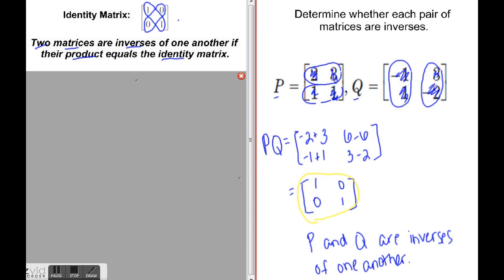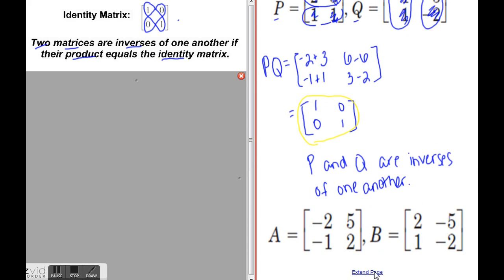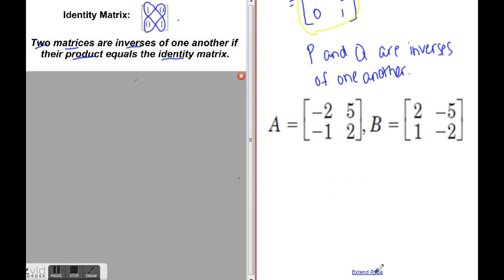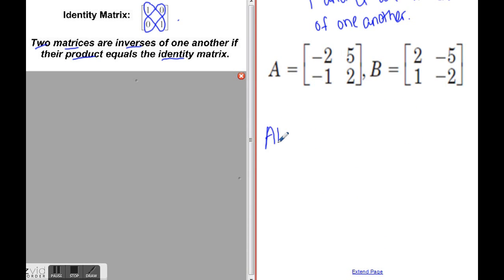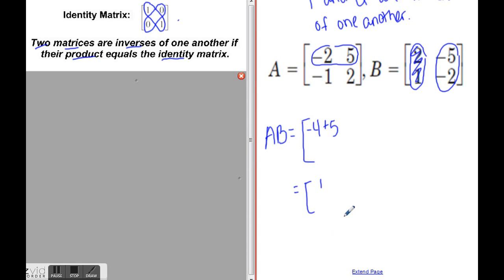Let's look at a second example. We're now going to find out if the matrix A and the matrix B are inverses of one another by repeating the same process of matrix multiplication. The first row of matrix A times the first column of matrix B will give me negative 4 plus 5, which is 1. The first row times the second column of matrix B will give me positive 10 minus 10, which is 0.